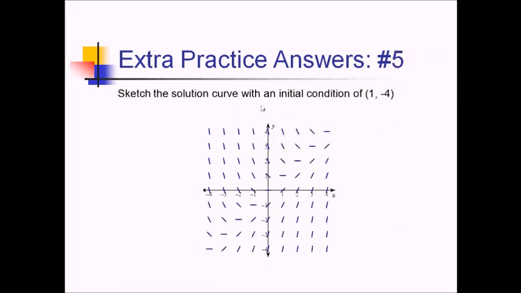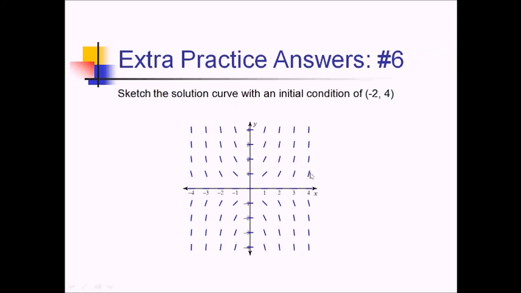For this problem, I want to sketch the solution curve with this slope field and an initial condition of 1, -4. So let me find 1, -4. That's down here. So I'm just going to follow my tangent lines all the way to the edge of the graph. So starting here, the next one looks like this one, and then this one, and then there isn't really any others that we can follow. So that's about as close as I can get to our solution curve here.